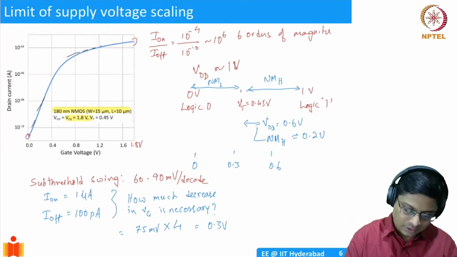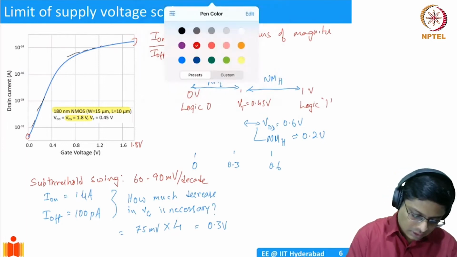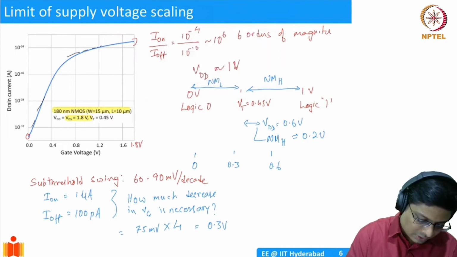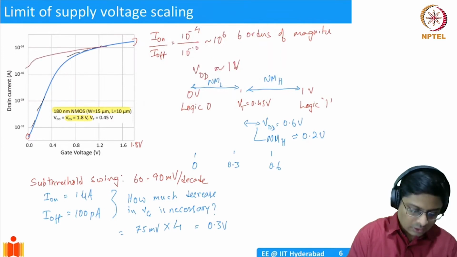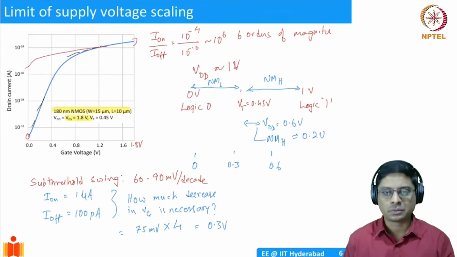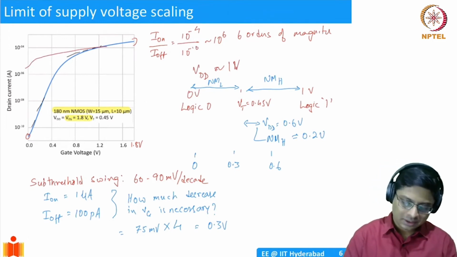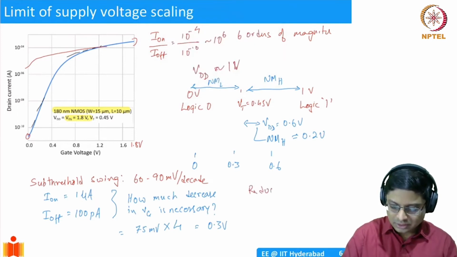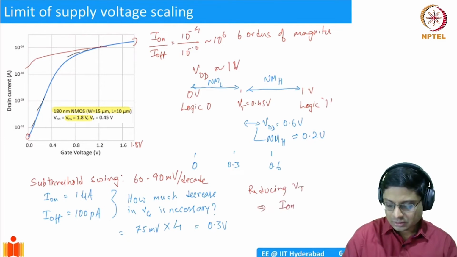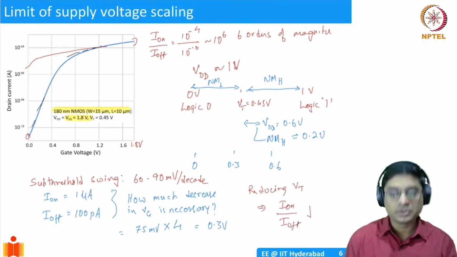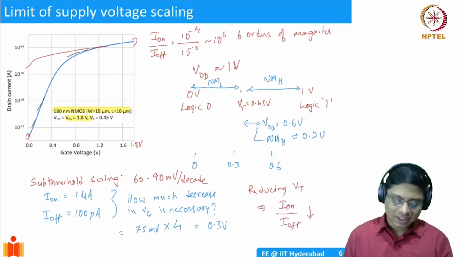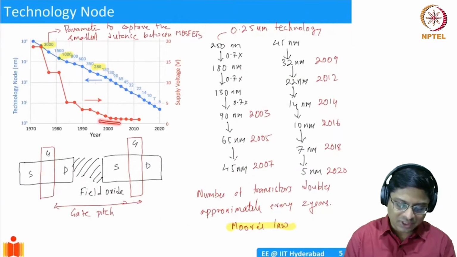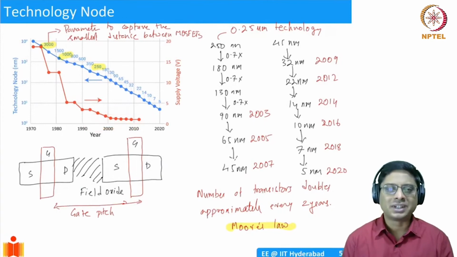The current might follow something like this. So there is no significant I_on to I_off ratio. That's why we cannot scale the supply voltages. Reducing VT implies I_on to I_off reduces, which we don't like. This is one of the limits, and because of that, the supply voltages have been stuck at 1 volt. So what, you might ask?